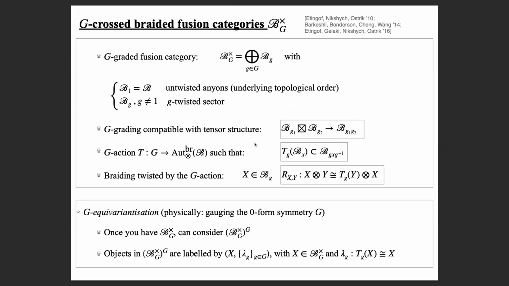So the grading between two lines X and Y, if X lives in sector G, then acquires an action by the symmetry. Another thing you can do once you have a G-graded fusion category is consider its G-equivariantization, which physically just amounts to gauging the zero-point symmetry in your theory. I will denote the theory you obtain after gauging in this way. Its objects, the topological lines, are lines of the theory before gauging, equipped with a series of maps from TGX to X. This physically captures the fact that you need to have gauge-invariant things surviving this gauging procedure, as well as symmetry.